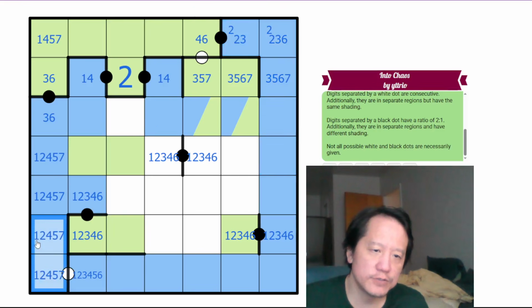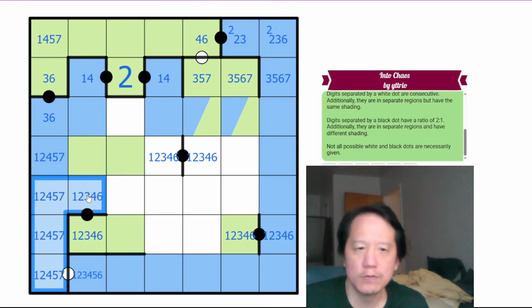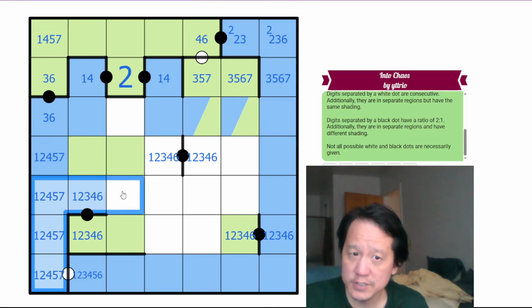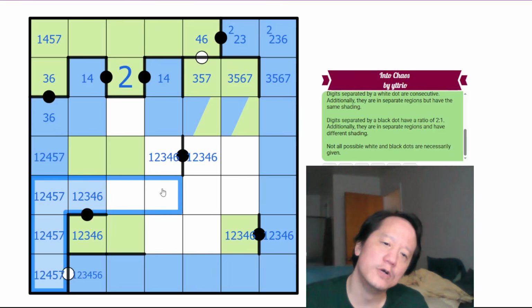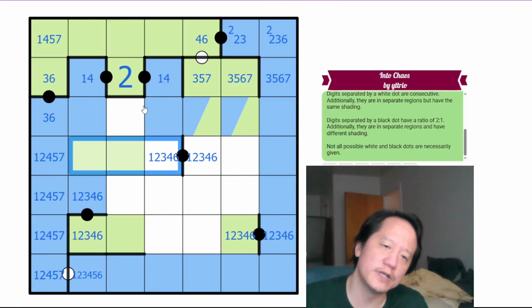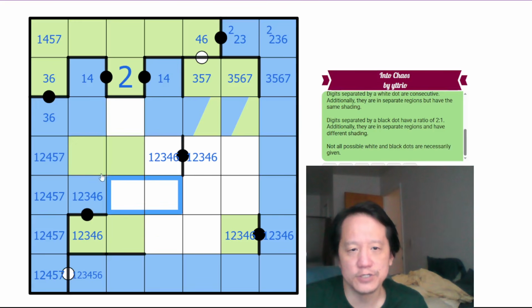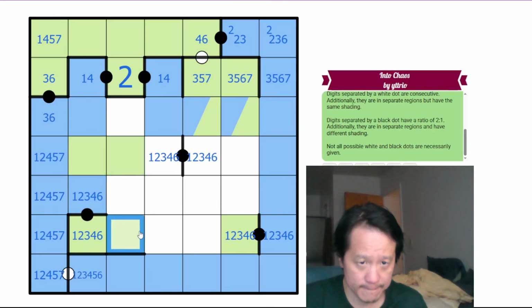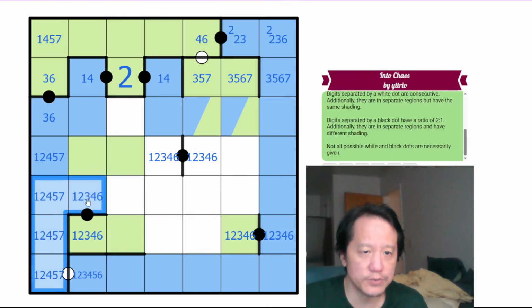We have 1, 2, 3, 4. 1, 2, 3, 4. 5, potentially. You cannot go here because that would block green from connecting as a region to another region that is green. So blue can go at most up to here. So 1, 2, 3, 4, 5, 6, 7. So all of this right now is the same region.